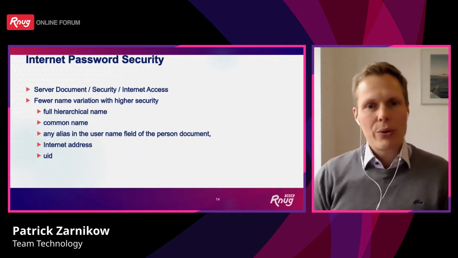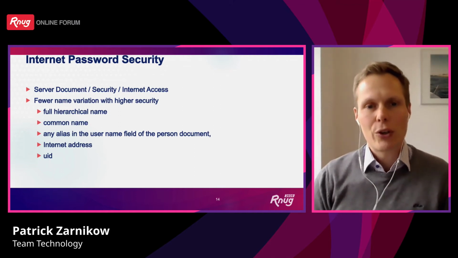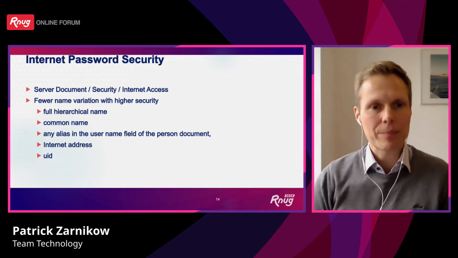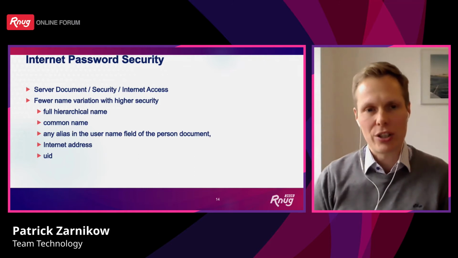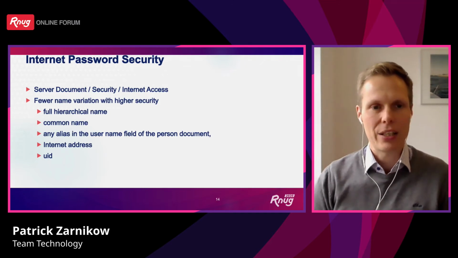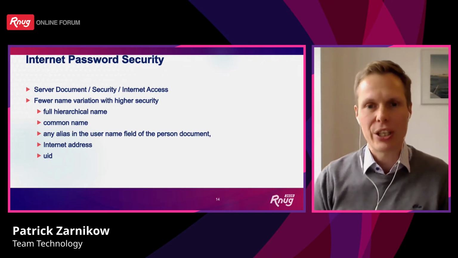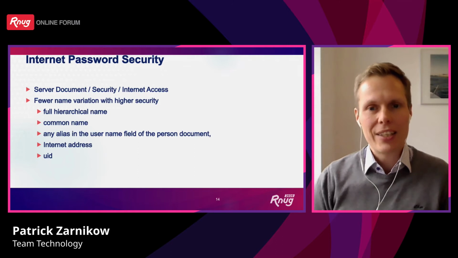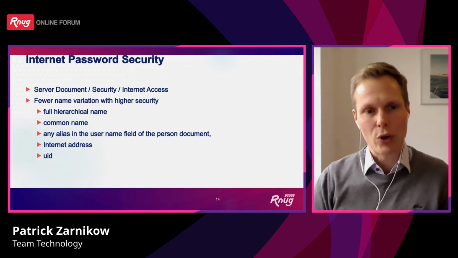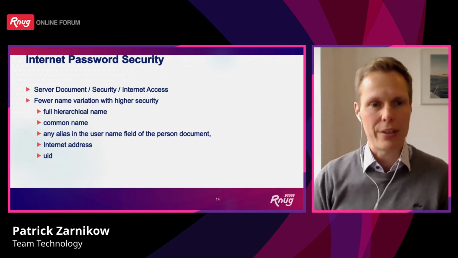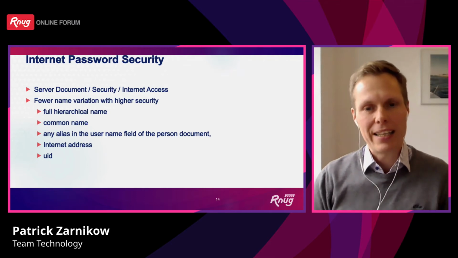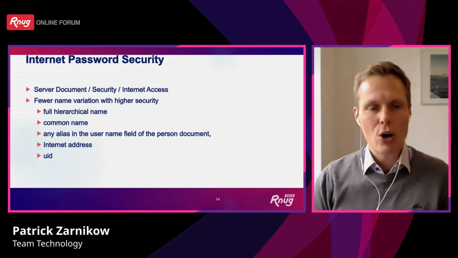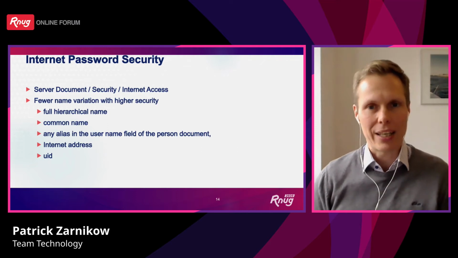Further on internet password security, we have another setting in the server document, Security, Internet Access tab, where we can set the name variations. You should always have this setting set to fewer name variations with higher security. This is not the case in the default, so you have to change that. This limits the names you can log in with to the Domino server to these five: full hierarchical name, common name, any alias that is set in the person document, the internet address, so the email address that is used, and the unique ID, but I don't think somebody knows that one.